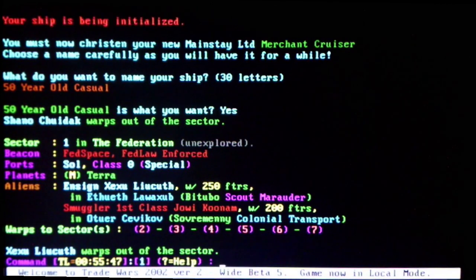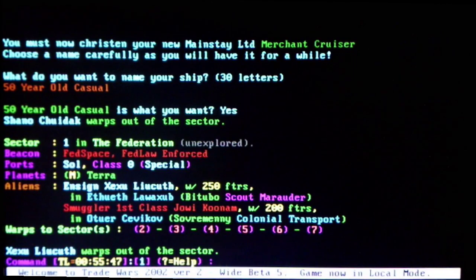I am in Sector 1. I can go to sectors 2, 3, 4, 5, 6, and 7. And there are aliens there with fighters. And there's a smuggler there with fighters. People have alignment here, so we're in Federation space. I don't think the smugglers will attack me here. I could be wrong. They may attack me outside of here. So I have no idea how to play this game anymore.